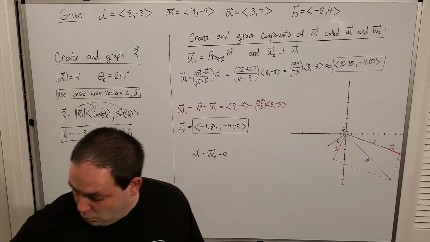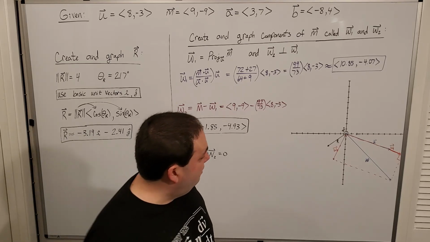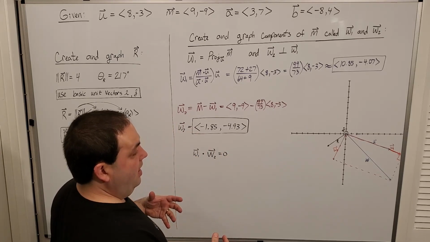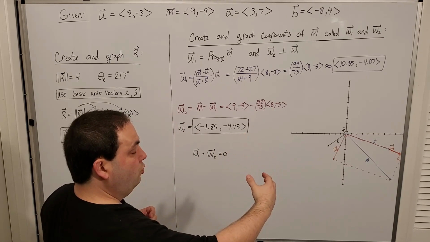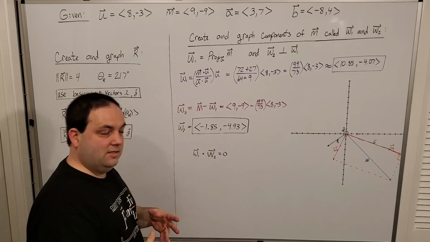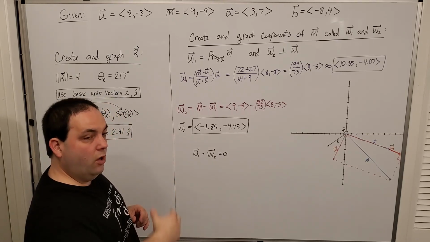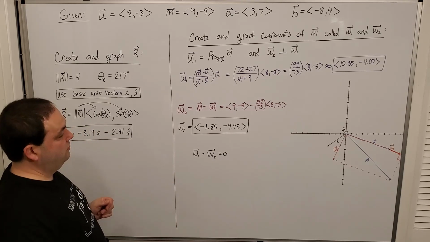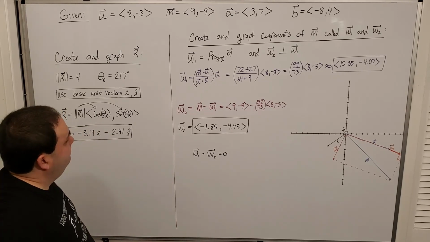So W2 and W1 are the components of M. But they're the components of M such that I have used the vector U as a basis, as a beginning for another system, basically. And that's kind of what projection in this sense is used for. Okay?